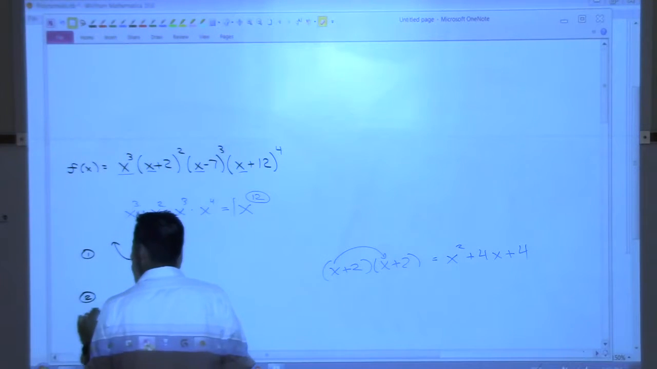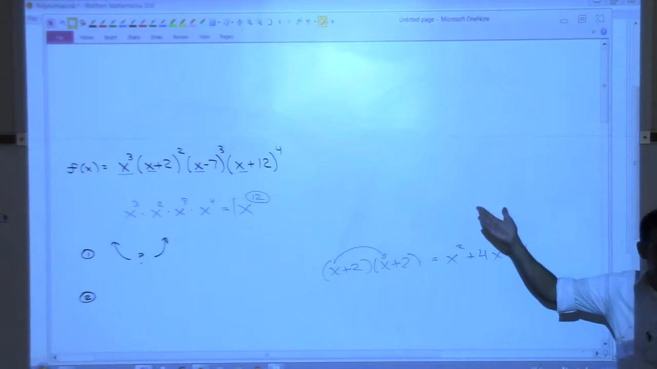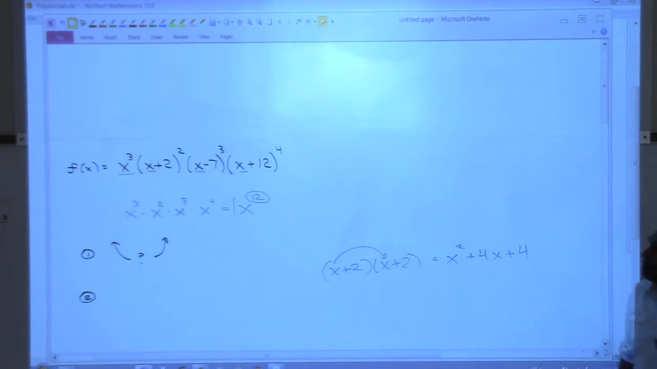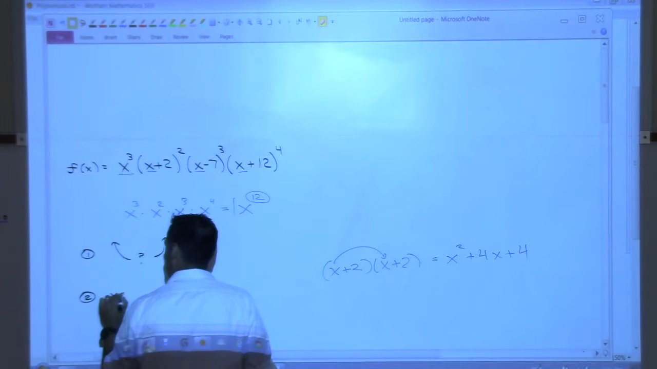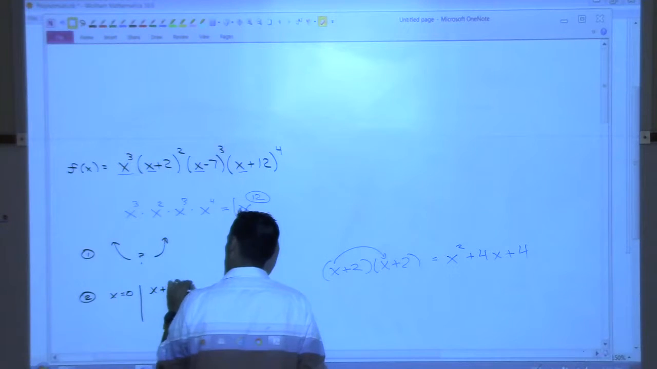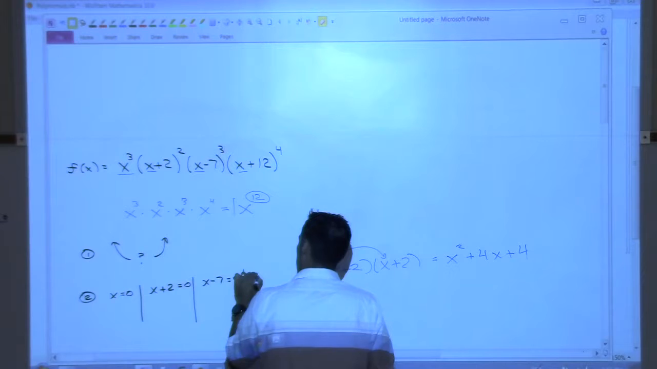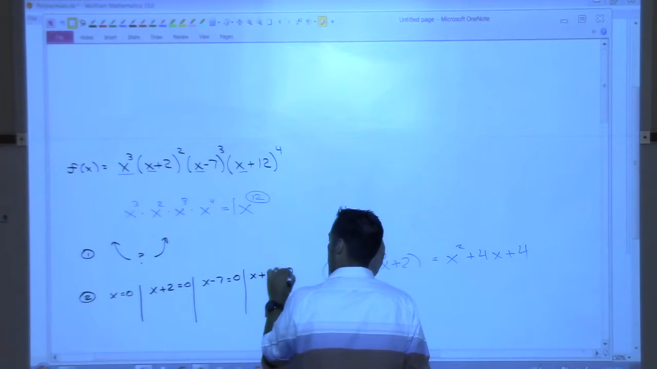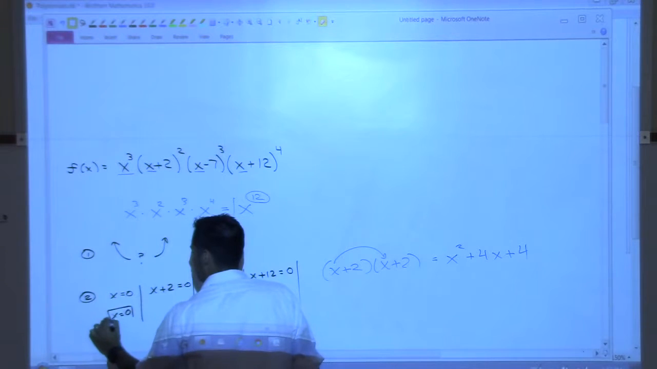Step 2. We set each of the factors equal to 0, right? Because it's already factored out. So we set x to 0. We set x plus 2 to 0. We set x minus 7 to 0. And x plus 12 to 0. And you're going to get 4 answers here.